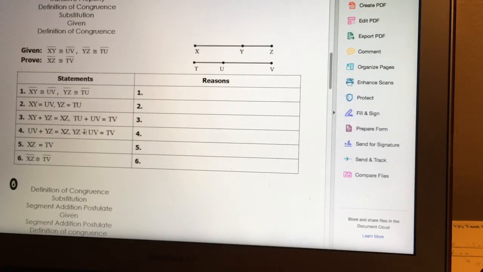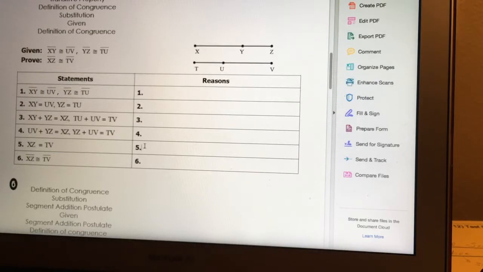So when we go from 4 to 5, notice there's xz equals tv. xz is right there, tv is right there, and both of those are equal to the same thing. When xz equals something and tv equals that same something, what allows you to conclude that xz equals tv is called the transitive property. Transitive property for number 5.